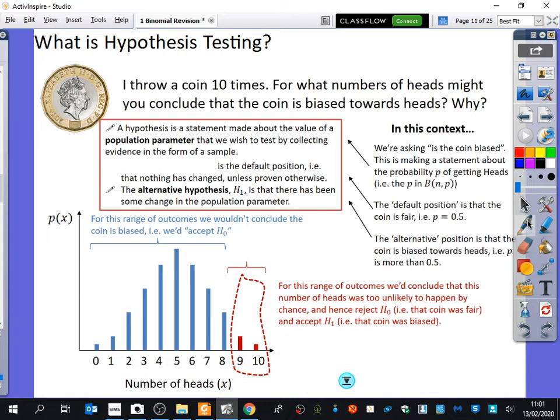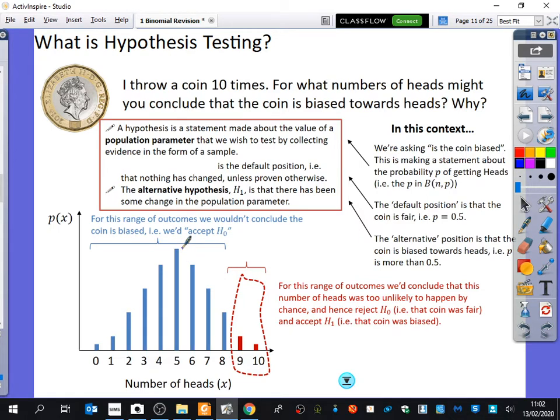So it says, I throw a coin 10 times. For what numbers of heads might you conclude that the coin is biased towards heads? Now, if you asked someone this lower down in the school, if I did the coin 10 times and I got 6 heads and 4 tails, someone maybe in year 8 or year 9 would say that must mean it's biased towards heads. But we know from the binomial distribution that there's still quite a big chance of getting 6. You're not always going to get 5 if you flip it 10 times.